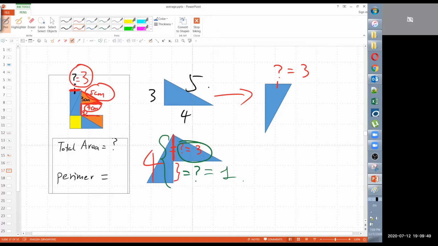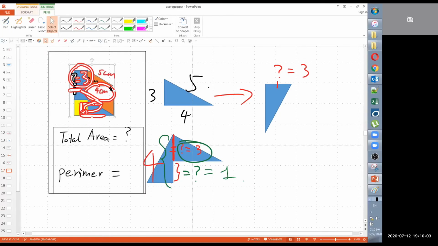Now here, what is this? Never mind. Let's restart. This is 3. Circle. This is 5. This is 4. And this is 1. Then what is this now? Hello, can you see or not? This one. That one is 4.